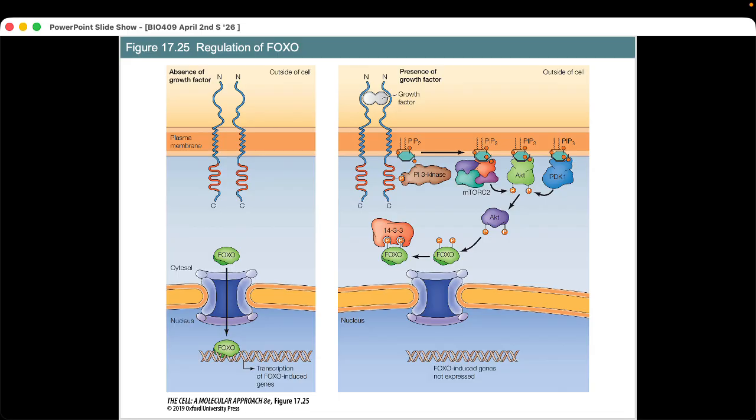Okay? And I just want to go back to that, because there's one thing I didn't mention that's good to mention about that whole binding story. If we look back at 14-3-3 binding to FOXO, another student asked the question of whether 14-3-3 always binds to phosphorylated targets.